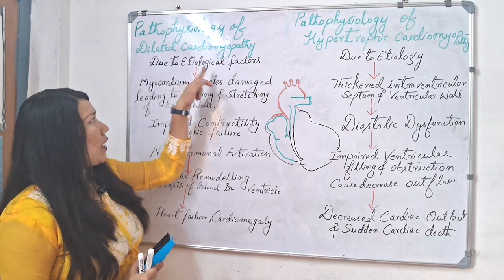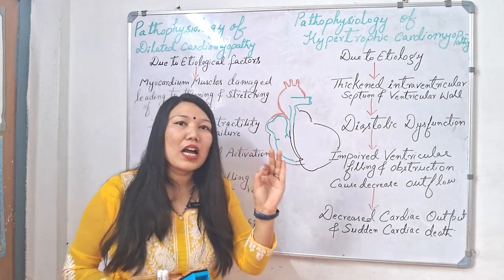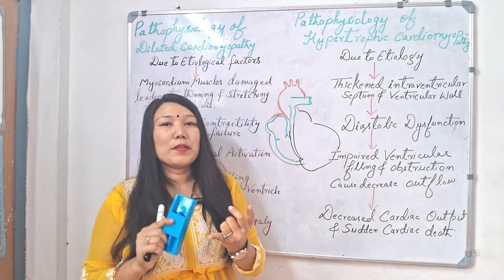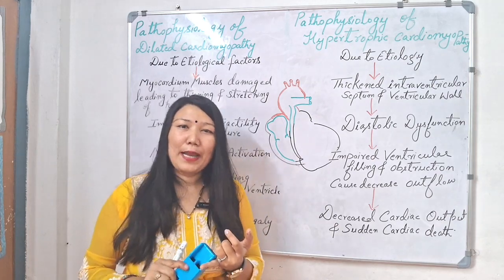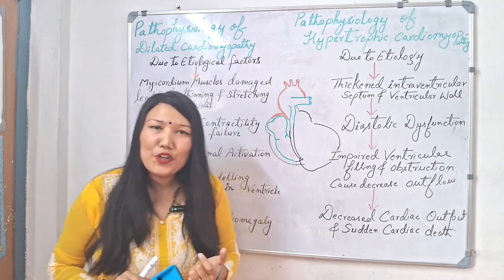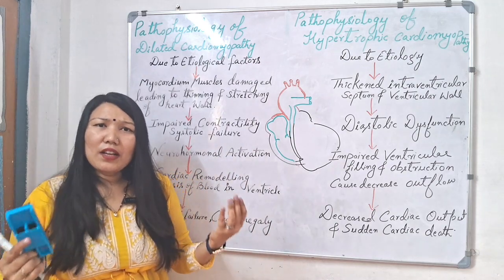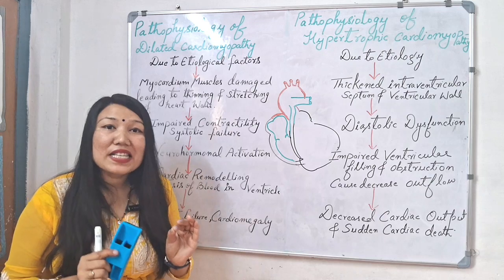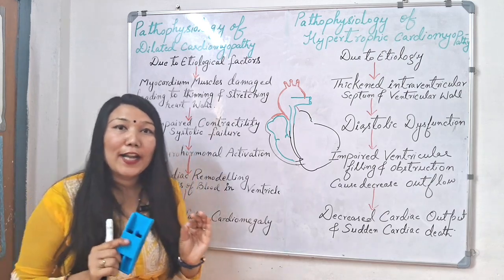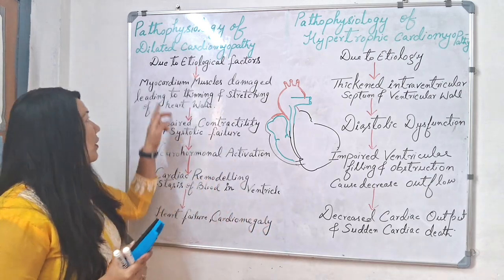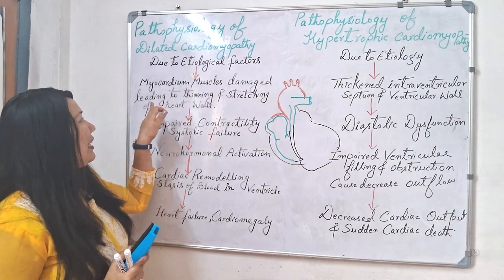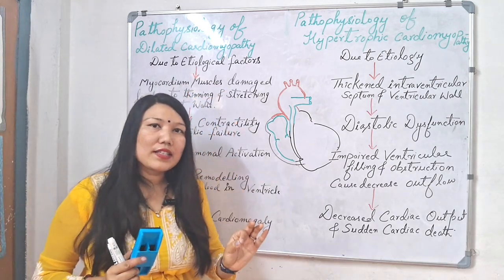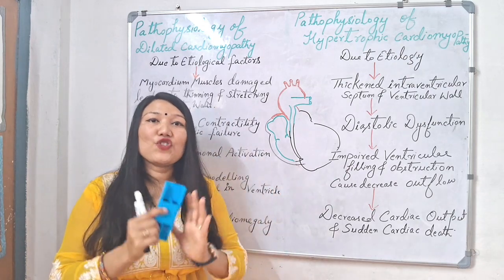So due to etiological factors, whatever causes there are for cardiomyopathy, like a genetic cause, metabolic disorder, hypertension, diabetes, or some autoimmune disease condition, it will damage our muscle layer. It will damage the myocardium. How? Myocardial muscle damage leads to thinning and stretching of the heart walls. So due to these causes, our myocardial muscles will become stretched out.